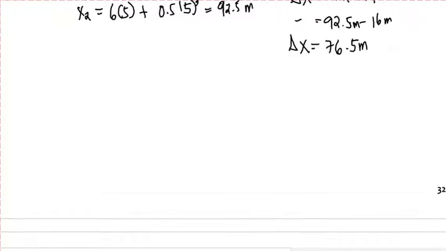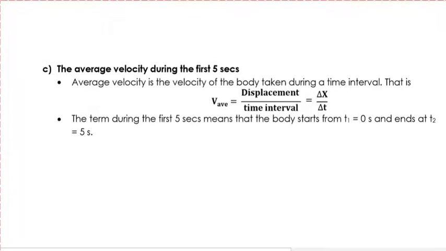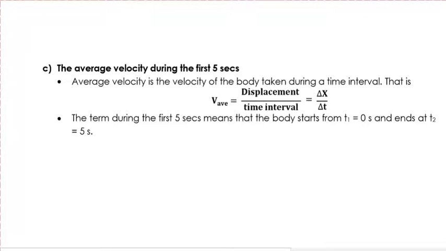Okay, next parameter that we need to solve. We have to solve for the average velocity during the first 5 seconds. The average velocity is the velocity of our body taken during a time interval. We must first know the value of the displacement, or the change in our position, divided by the time interval, or the change in time.